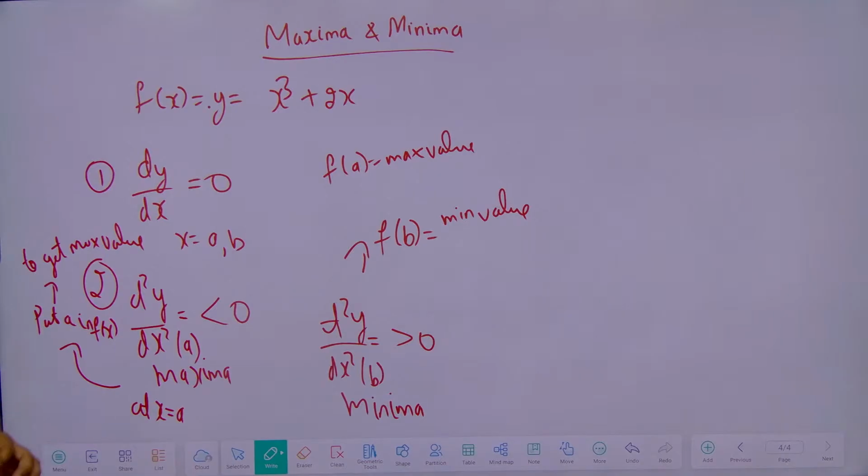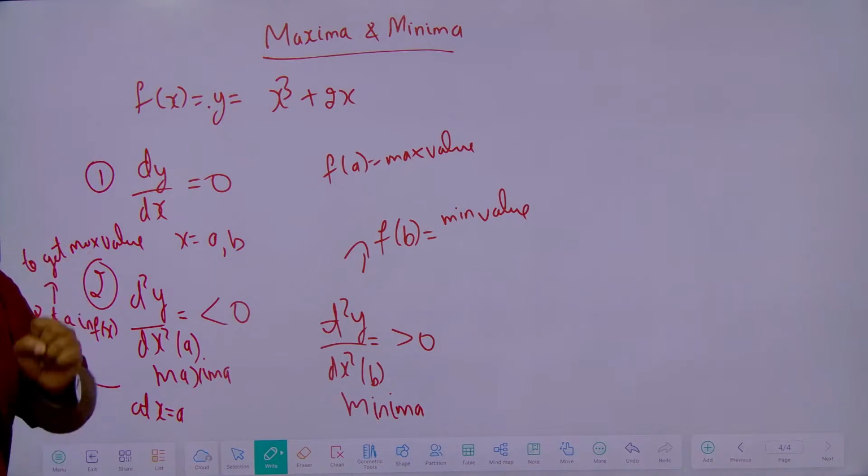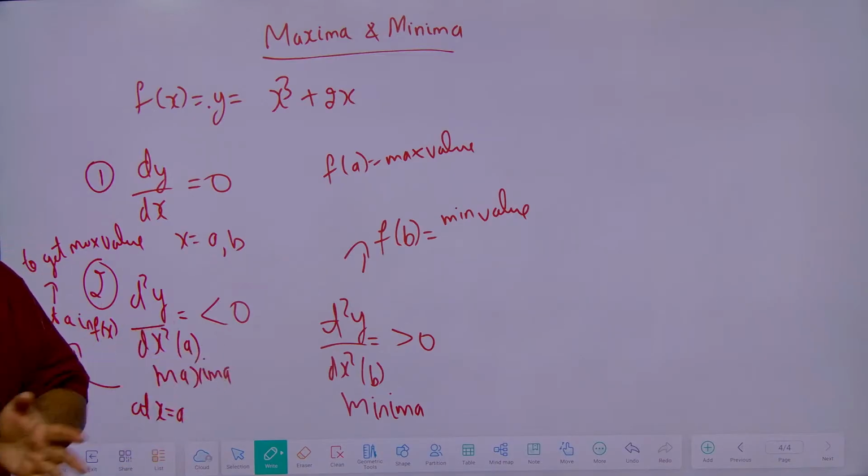See, a function can have only a maximum value. A function can have only a minimum value. A function can have both maximum and minimum value. A function can have neither maximum nor minimum value. Got it?